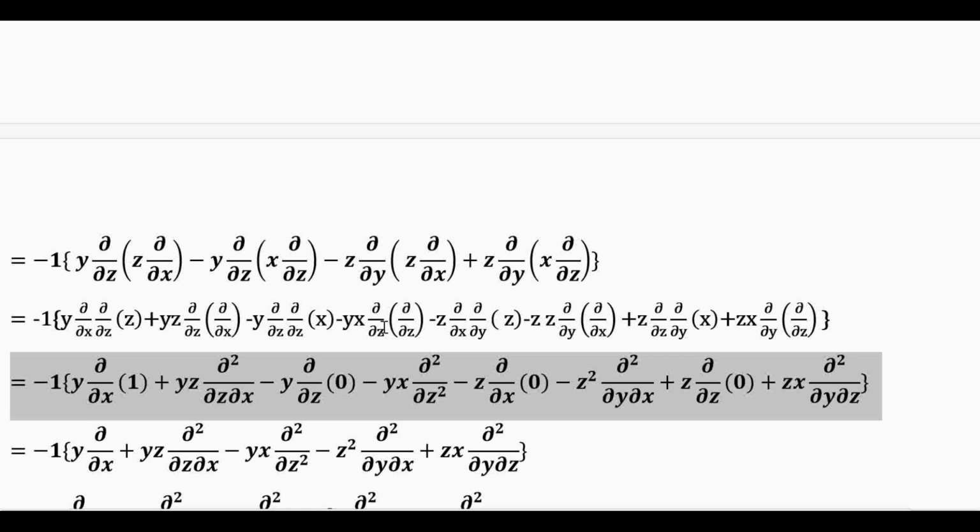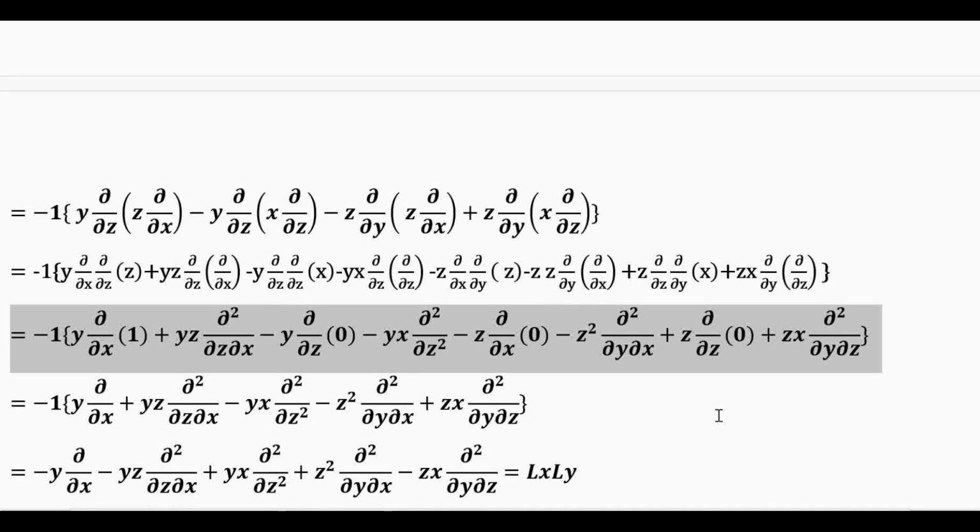Then similar things will come: minus yx ∂ square, and this time in the denominator you have both ∂z, therefore ∂z square. Then you have minus z ∂/∂y, and this term becomes 0, since ∂z/∂y is 0, so your ∂/∂x of 0, and then this progresses. If you apply your mind in the same way, you will be able to derive this part. Any number multiplied by 0 becomes 0, and therefore this term, and this term, 3 terms will become 0 and they will be removed.